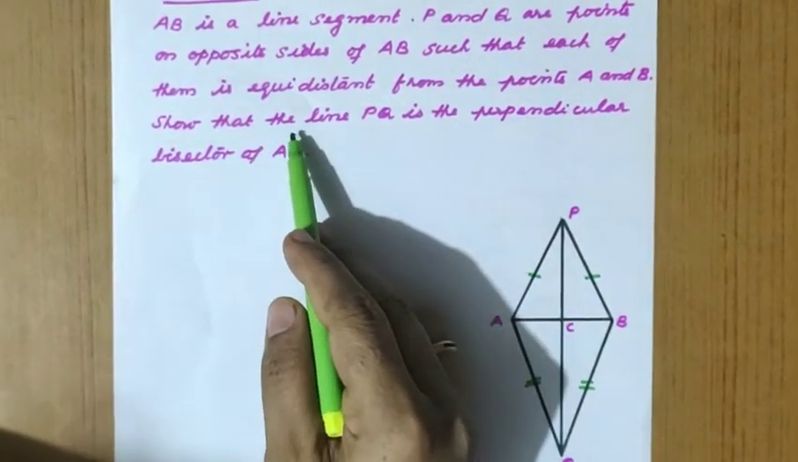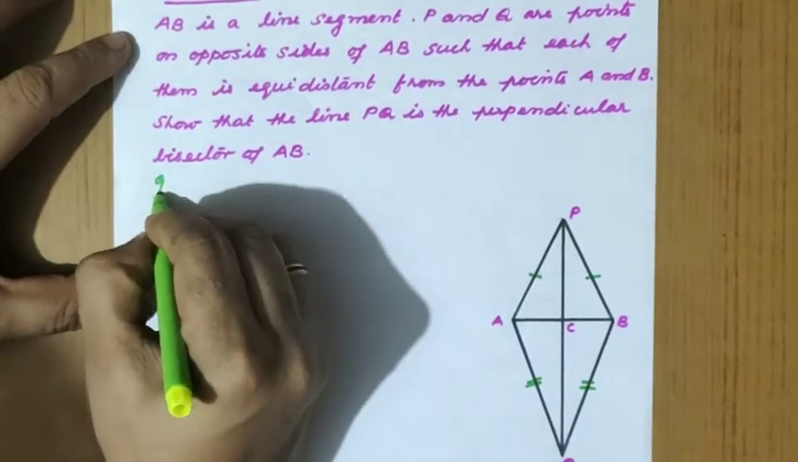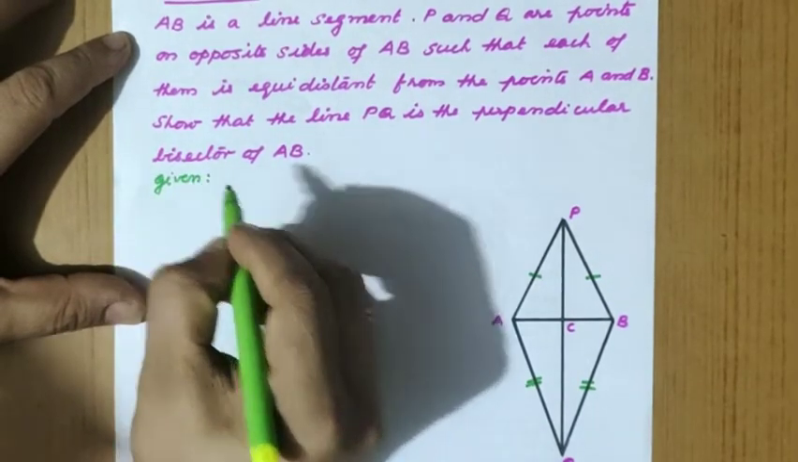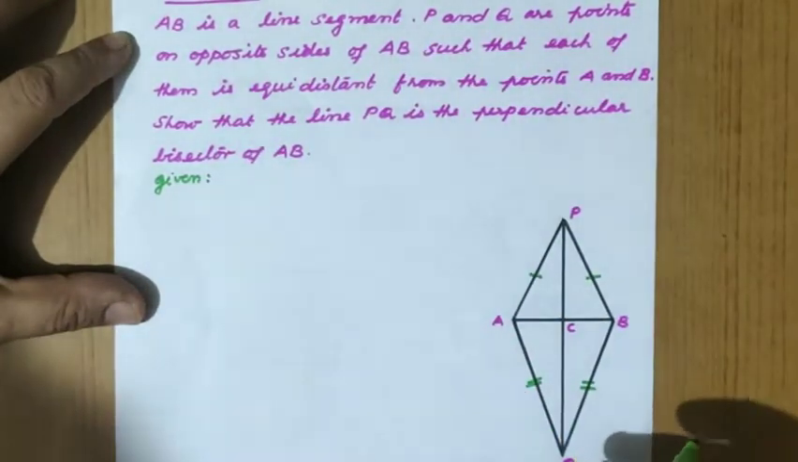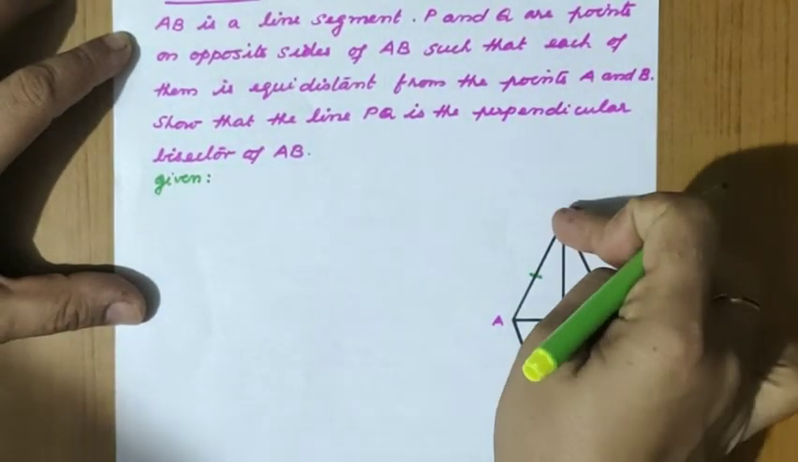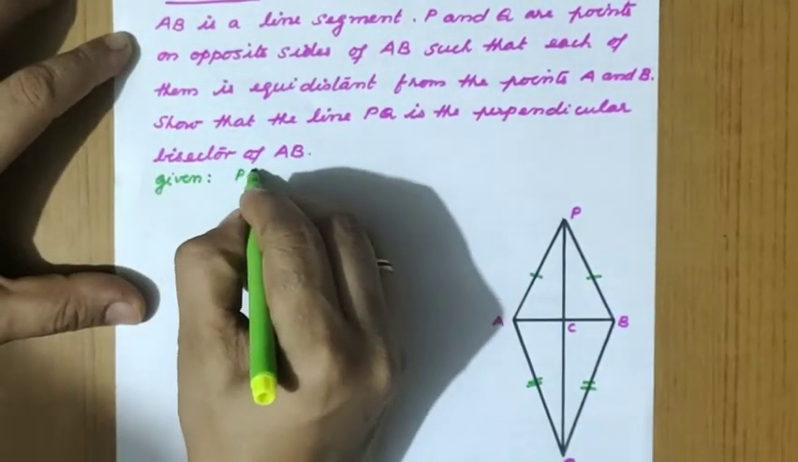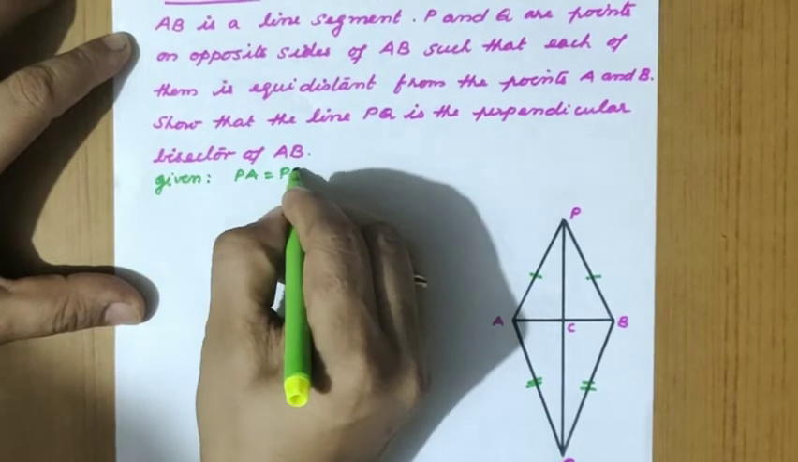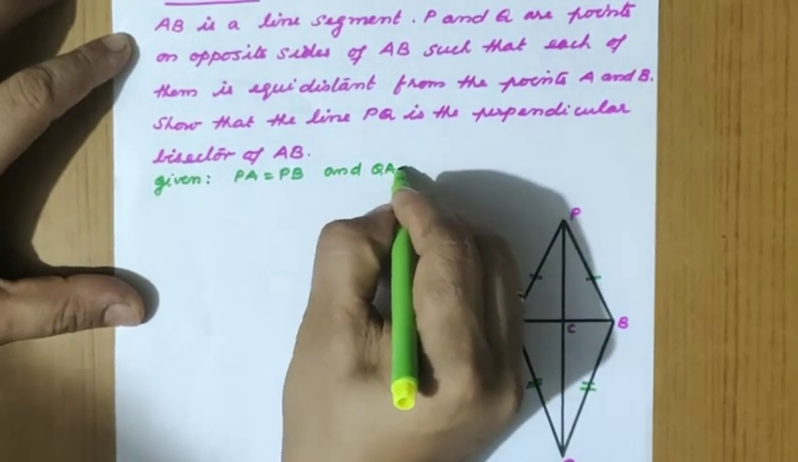Show that. Now what should we show? So these many things are given. So what can we write? I'll complete the given step. Given: AB is a line segment, and P and Q are points on opposite sides of AB such that both are equidistant from A and B. So we can write that PA equals PB, and QA equals QB.